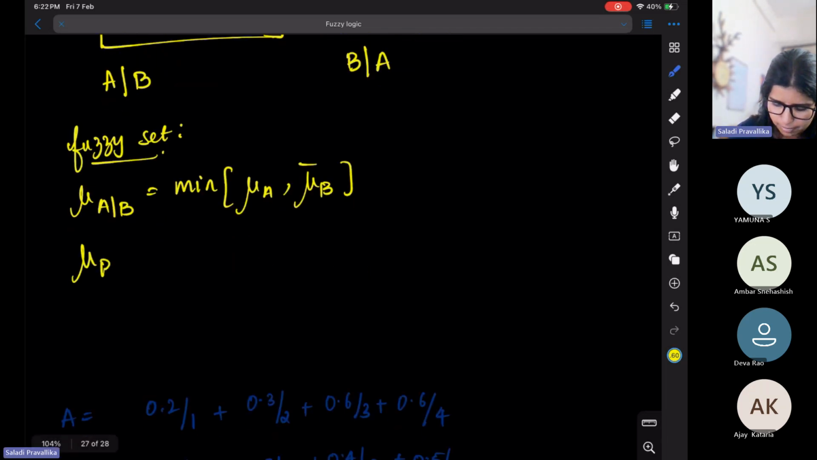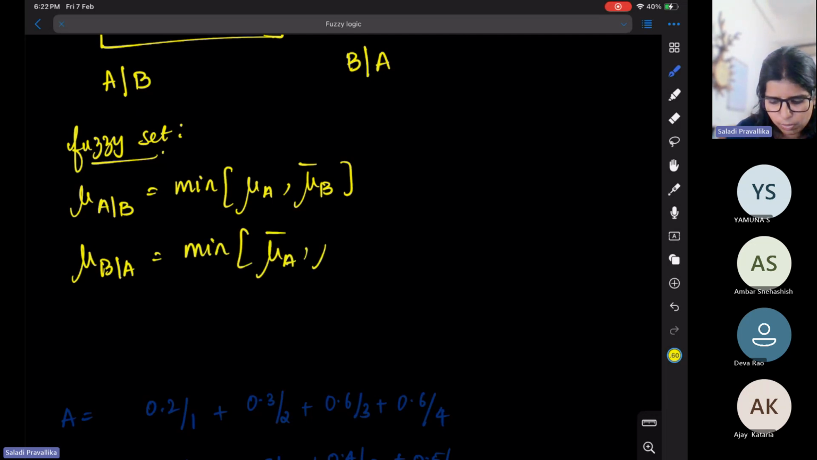Whereas for B minus A, it is just the opposite. We take the minimum of mu A bar and mu B. So whichever is at the numerator, the same values you take. Whichever is at the denominator side, you basically take the opposite of it.